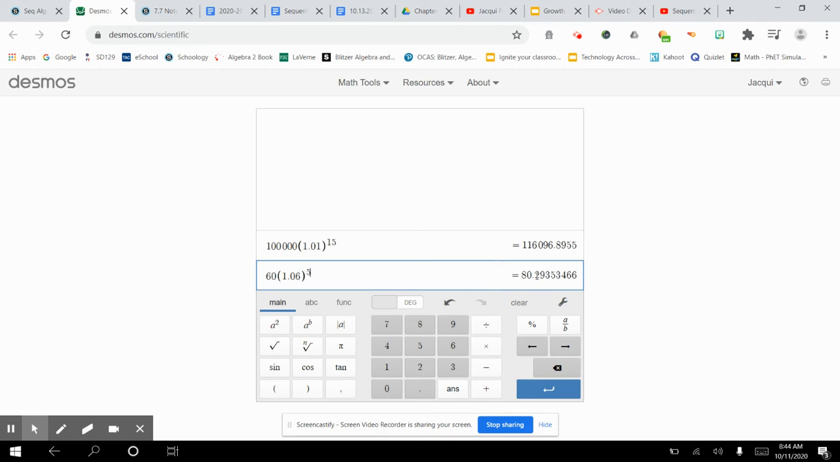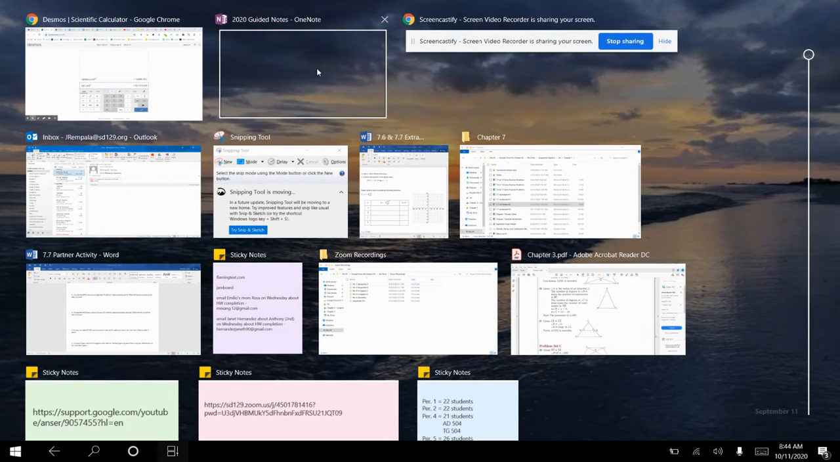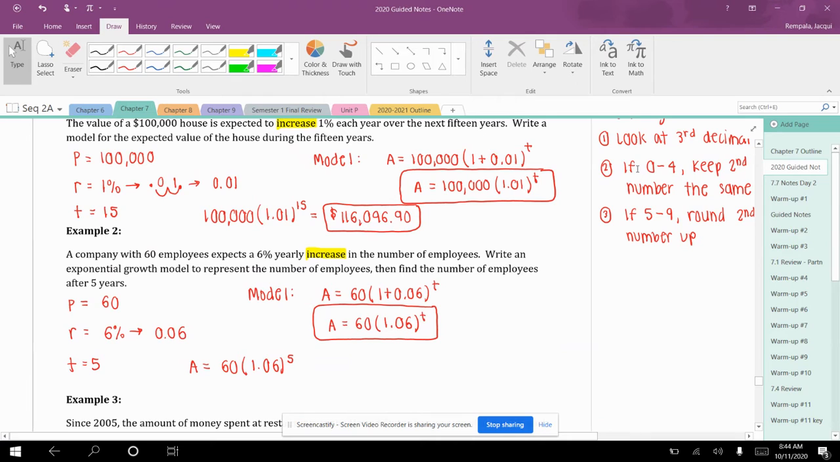So because this is 80 point something, I know that I want to automatically round it up, okay? So I'm going to round up. And so since 80 point something, the next number would be 81. So that's going to be what I'm going to have as far as my employees. So the number of employees after 5 years, we would say we would have 81 employees.